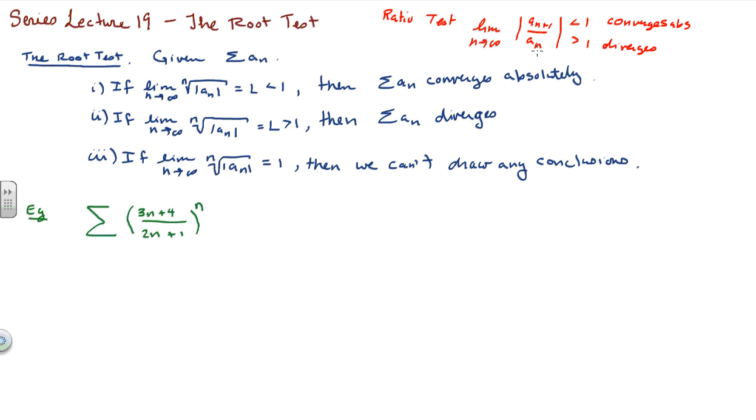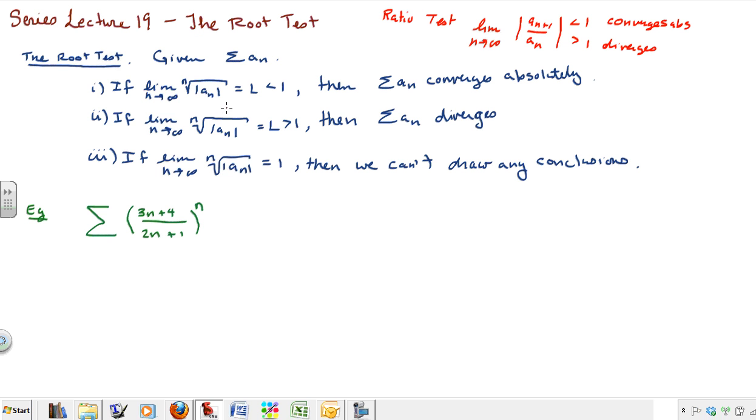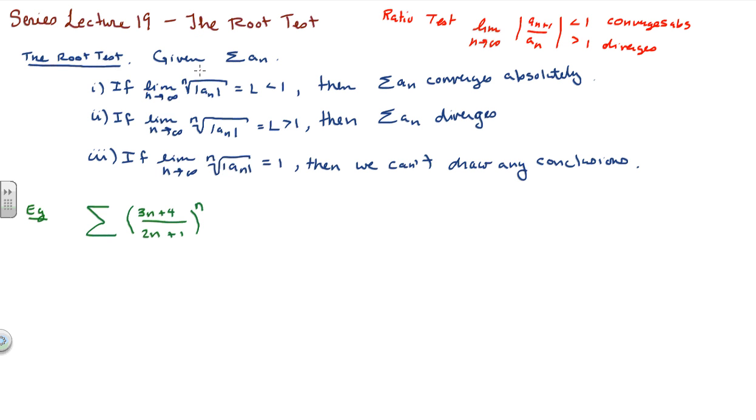But the root test is a similar type of test. It really is, and it works for a similar reason, although we're not going to give a formal proof of this one either. But in the root test, we're looking at the nth root of the absolute value of the nth term. So rather than taking the ratio of the (n+1)st term to the nth term, we're taking the nth root of the nth term, or the absolute value of that.